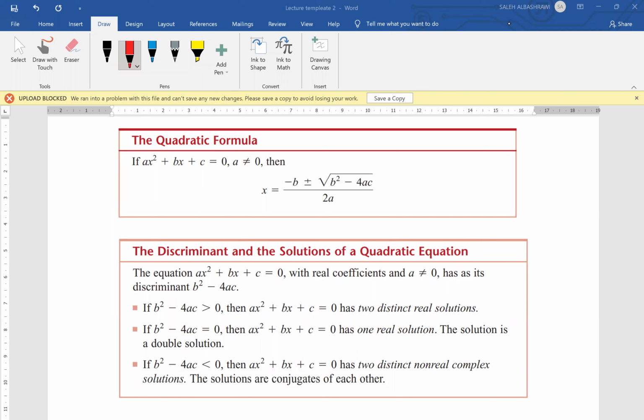Bismillahirrahmanirrahim. Still, we are discussing how to solve the quadratic equations, and this is the second part of the last method, which is the quadratic formula.